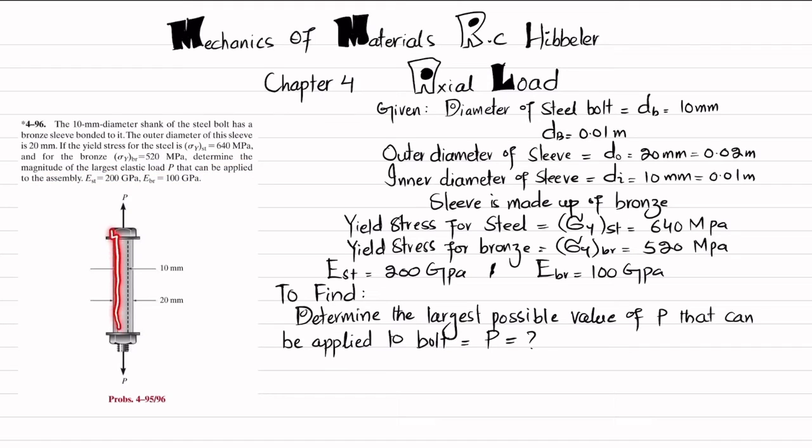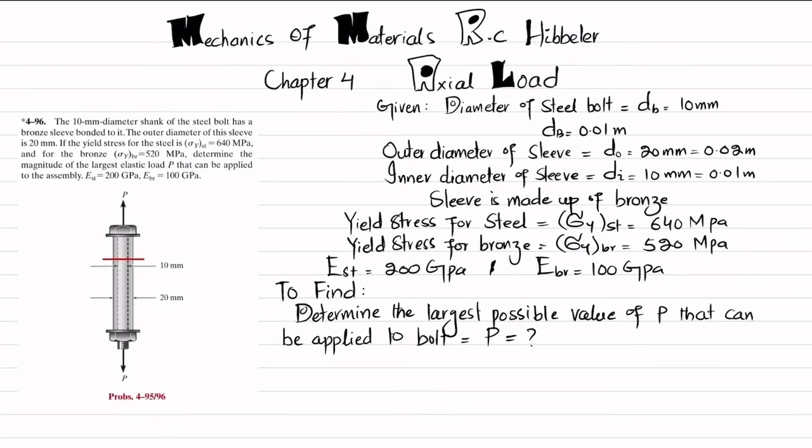So you can see this is the steel bolt, clear, having diameter 10 millimeter, and this is the sleeve that is bonded to this bolt having outer diameter 20 millimeter and inner diameter 10, clear, and the load P is applied on it. So all the values are given. This is the diameter of bolt, this outer diameter of sleeve, inner diameter of sleeve. Sleeve is made up of bronze. Yield stress for steel is 640 megapascal and for bronze is 520 megapascal, and their modulus of elasticities are mentioned. So you have to determine the largest value of P that can be applied to the assembly. So this is not for the bolt, this is for the assembly. So let's start with the solution. So the first step is that if you cut the bolt at any section and draw the free body diagram, it will be like this.